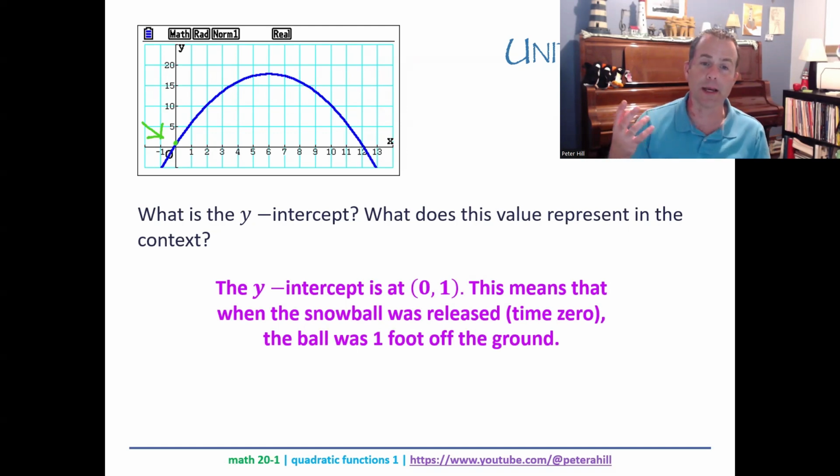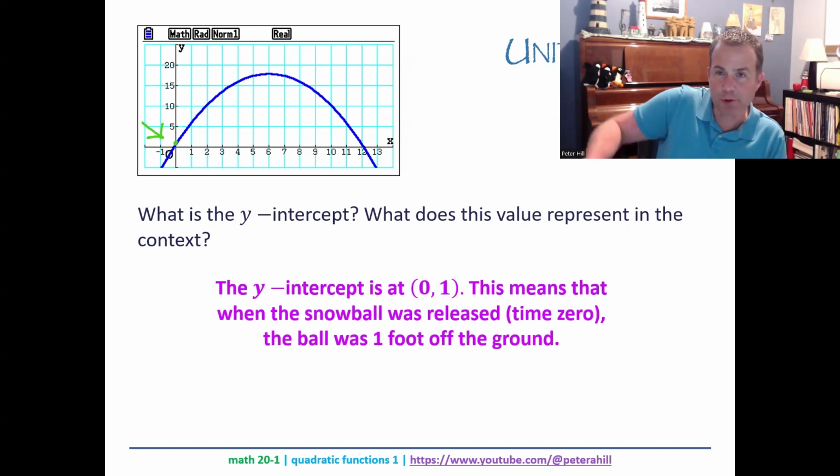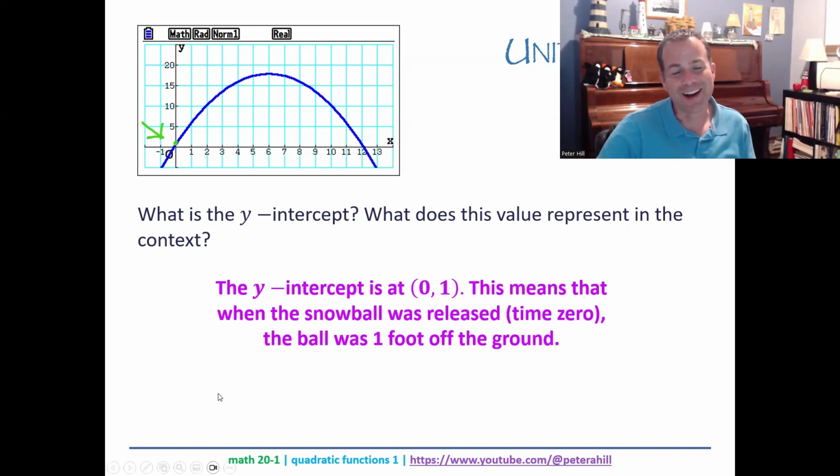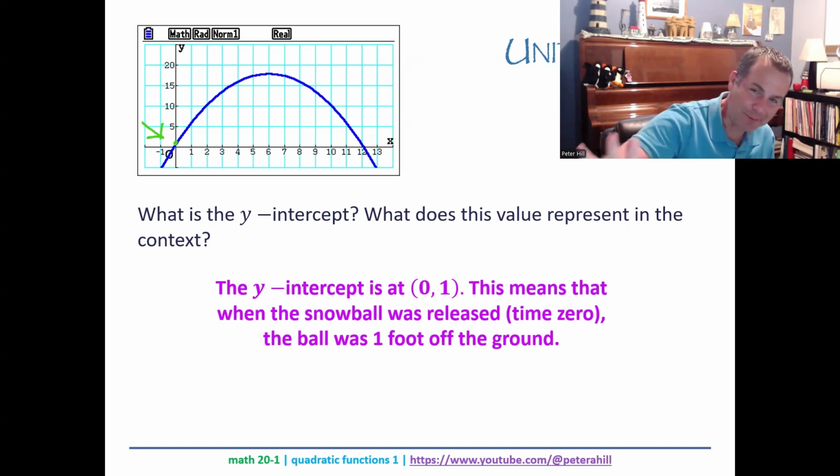So if I'm throwing this, it's probably like an underhand throw. And so when I release, my hand is closer to the ground. Or maybe I have a snowball throwing machine that I don't know, positioned on the ground. But whatever, the snowball is 1 foot high at the time it's launched, okay?